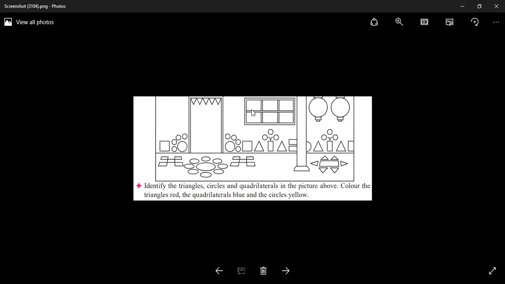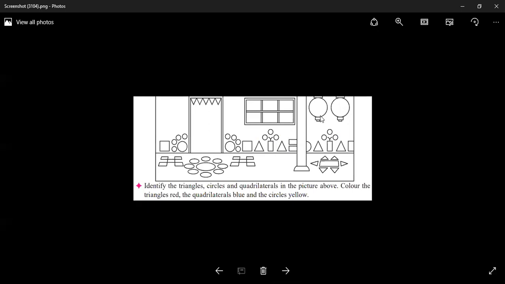The next is the windows. In the windows there are six rectangle shapes. You can see the figure. These are the rectangle shapes. Again here there is a circle and then square, rectangle, triangle, and this is again rectangle in vertical shape and then three circles. Again triangle and then rectangle.